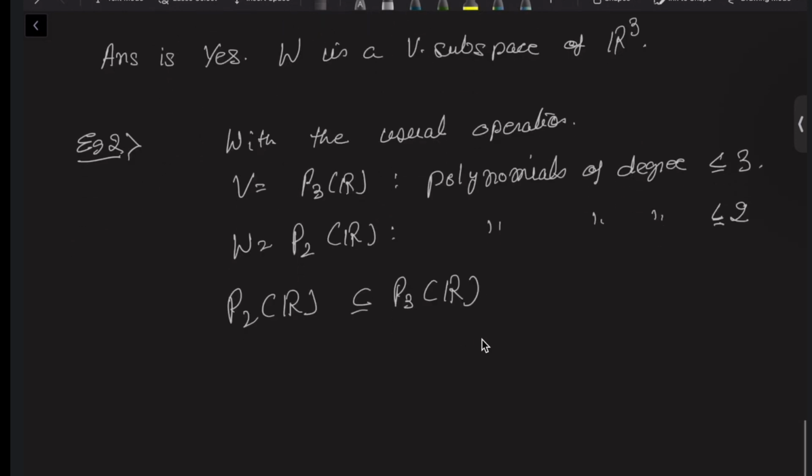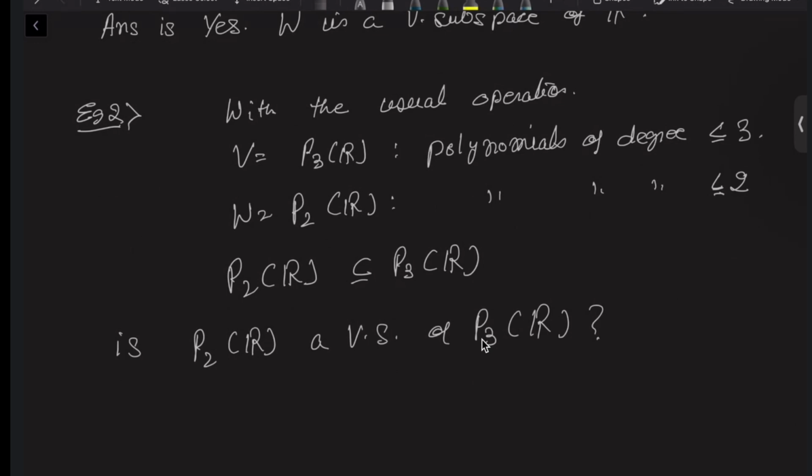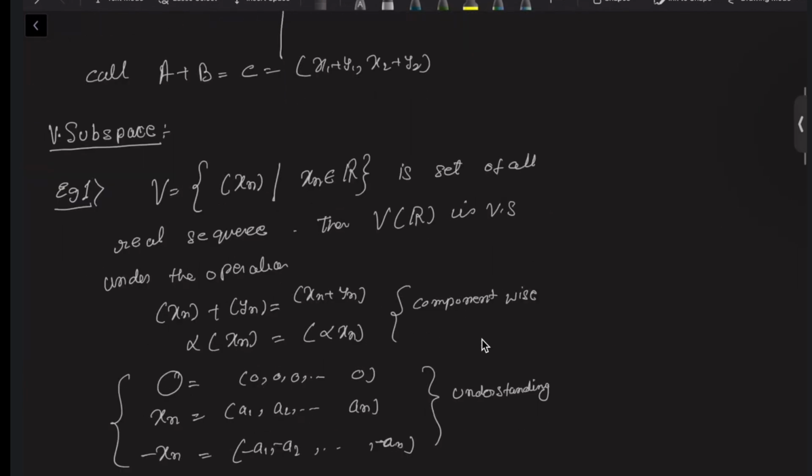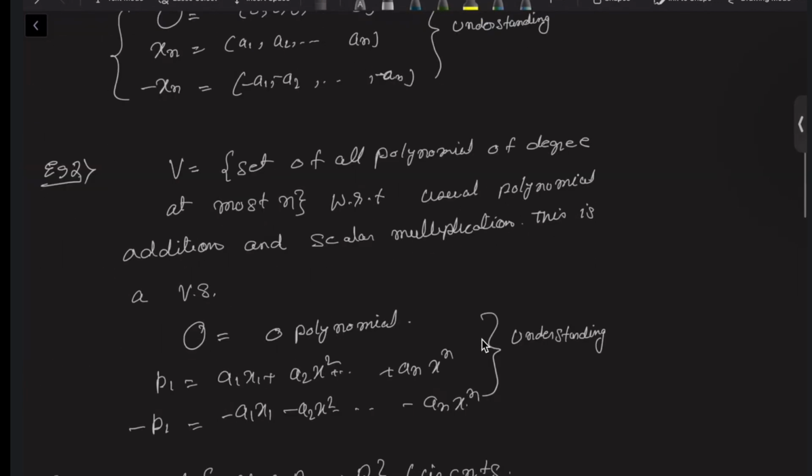So is P2 of R a vector subspace of P3 of R? This is a question. Okay, so we saw in the previous example that we just started with, example 2 that we just discussed, the set of all polynomials is actually a vector space.